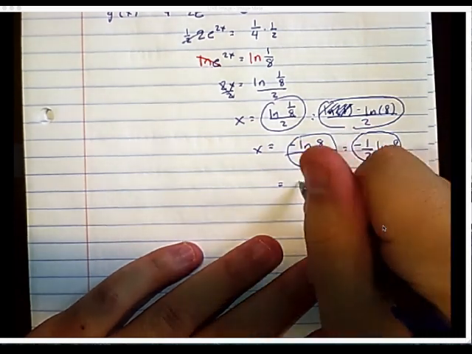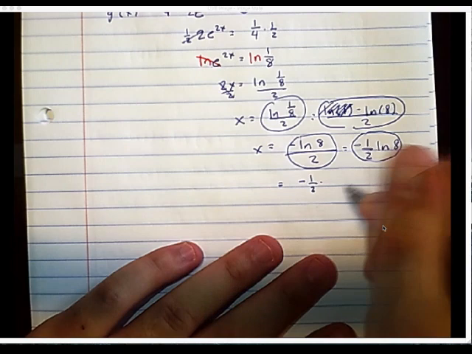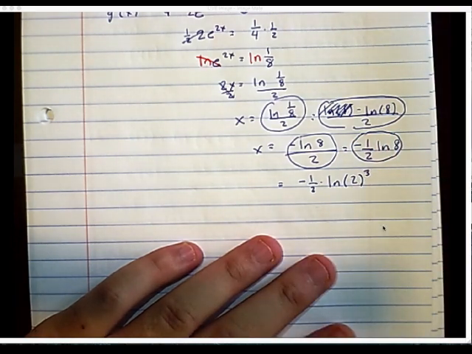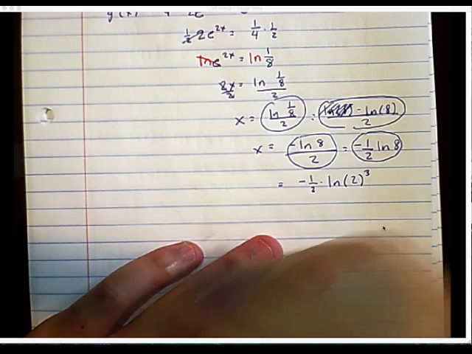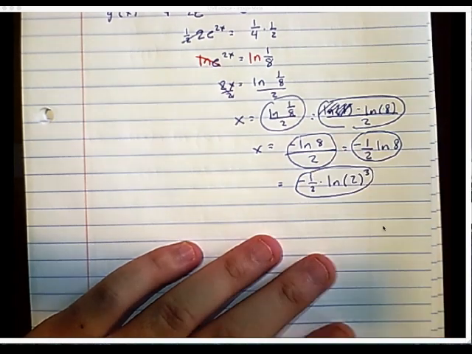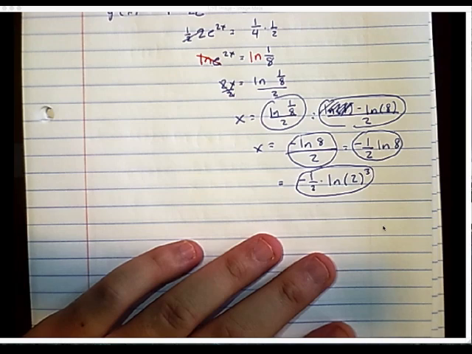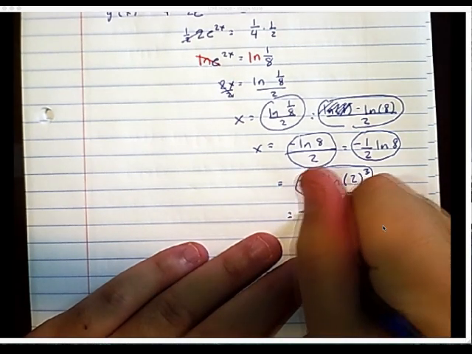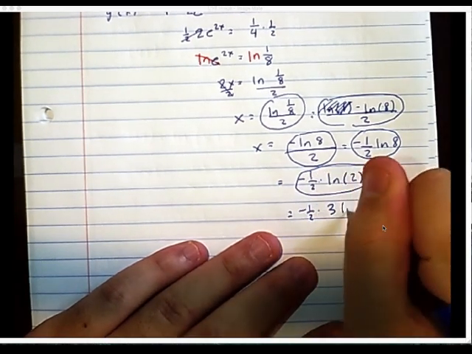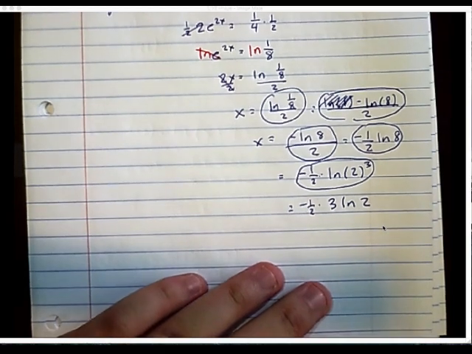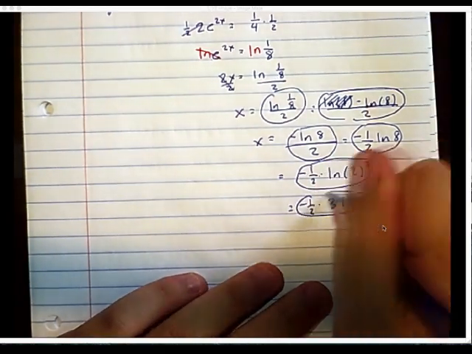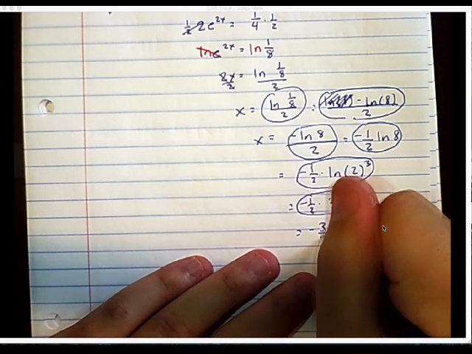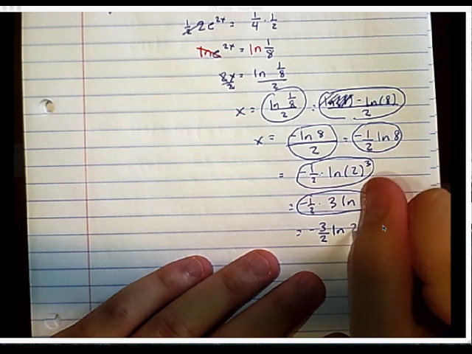Well, 8 is equal to 2 to the 3rd power. Okay. So it could be written like this. Exponents can be moved in front, so this could be negative 1/2 times 3 ln of 2. Could be written like that. Okay. Or they could take the negative 1/2 times the 3, and they could say negative 3/2 ln of 2.